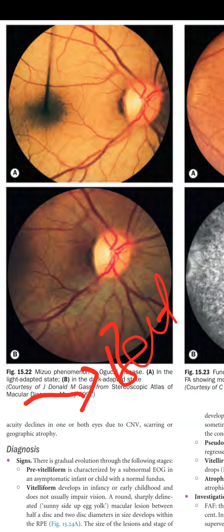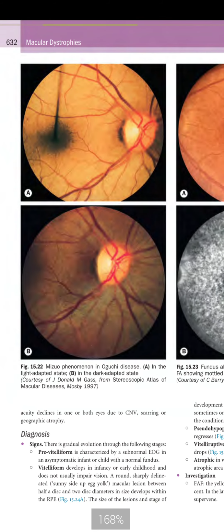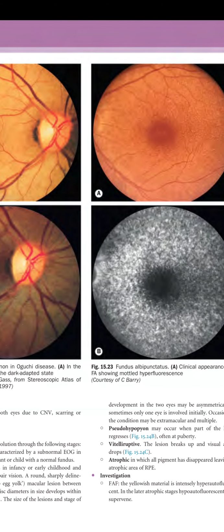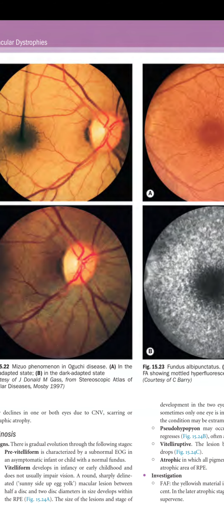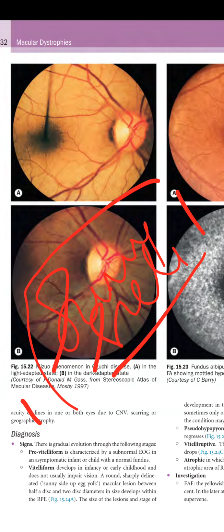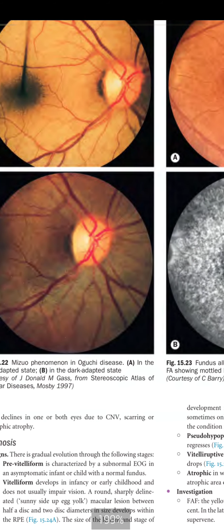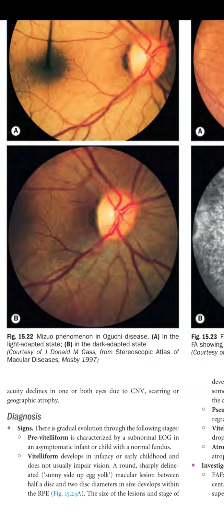So how do you diagnose it? Signs: there is a gradual evolution through the following stages. There is the previtelliform stage, then the vitelliform stage, then the pseudohypopyon, then the vitelliruptive stage, and then the atrophic stage. Just remember the name: sunny side up appearance of the macula in a case of vitelliform. The previtelliform stage is characterized by a subnormal EOG in an asymptomatic infant or child with a normal fundus. So in the previtelliform stage, there is a normal fundus appearance, but the EOG will be abnormal.